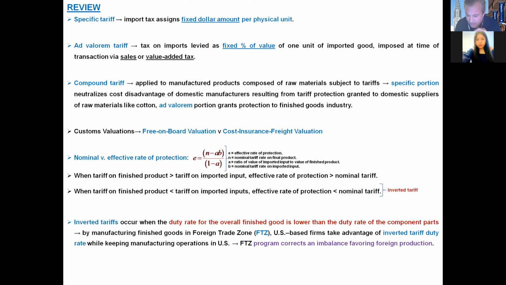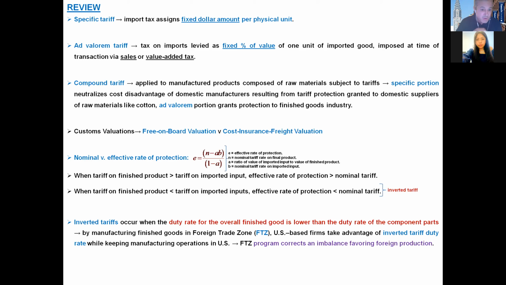We went through the different types of customs valuation that's used, the free on board valuation, which is common in the United States, which does not include logistics or transportation costs, as opposed to the cost insurance freight valuation method, which is what's used in Europe, that the dutiable value is based upon the value of the good as it leaves its home country, and that includes all the transportation, logistics costs, insurance costs before the dutiable value is assessed.